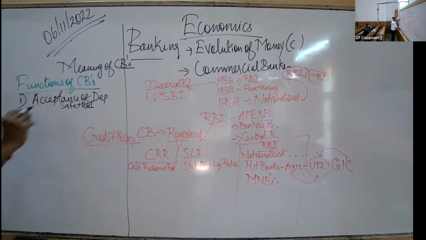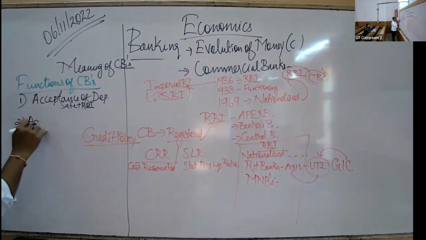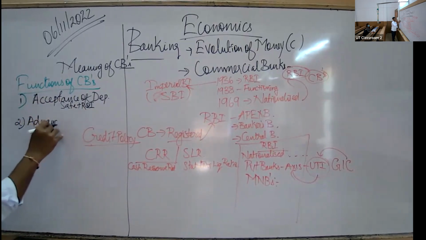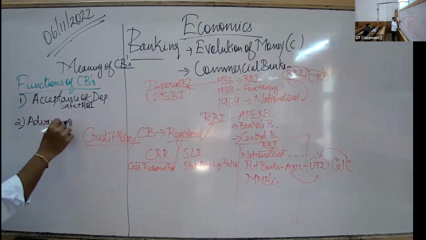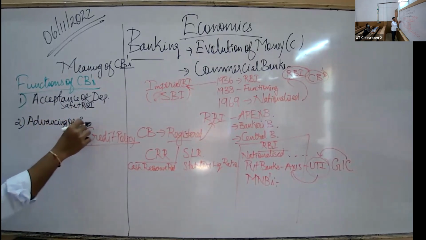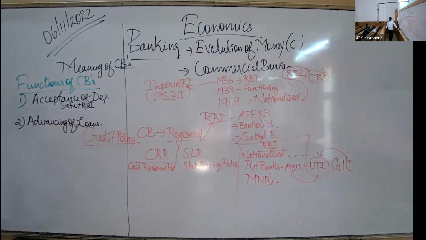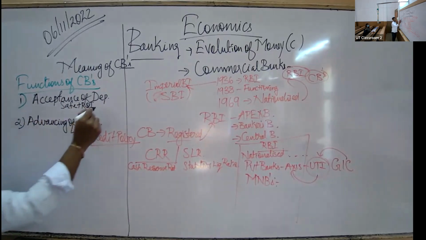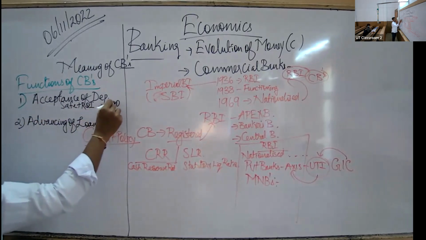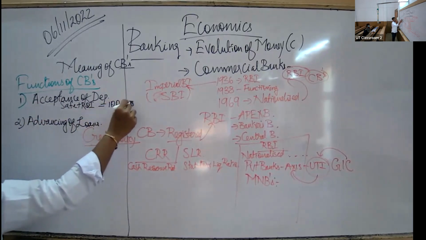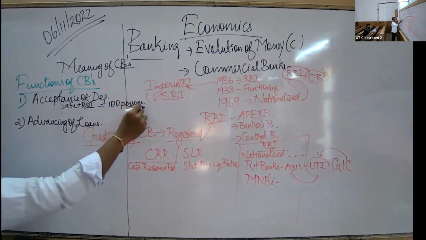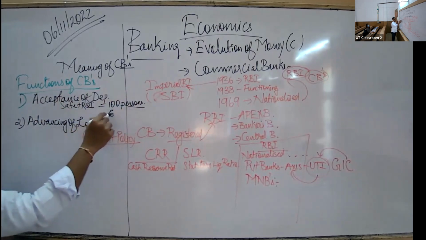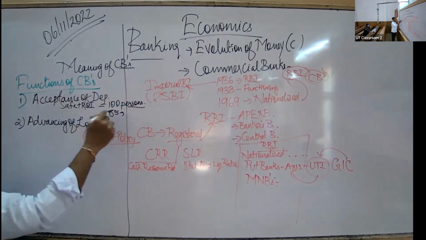Now, when that money is kept in safe deposit, the second function the bank does is advancing of loans. Where does the bank get the money for loans? Say there are 100 people who are safe depositing, and banks calculate very carefully. Out of that, 85 people generally have only this amount.